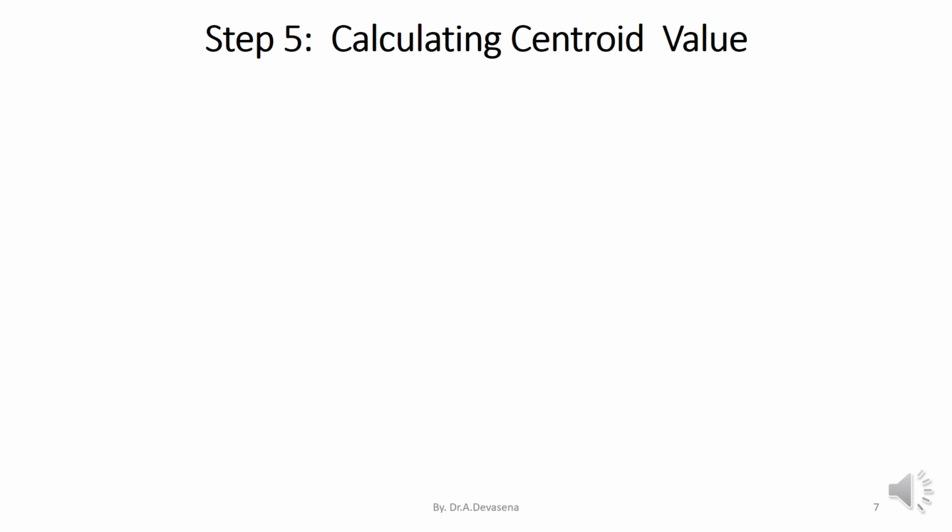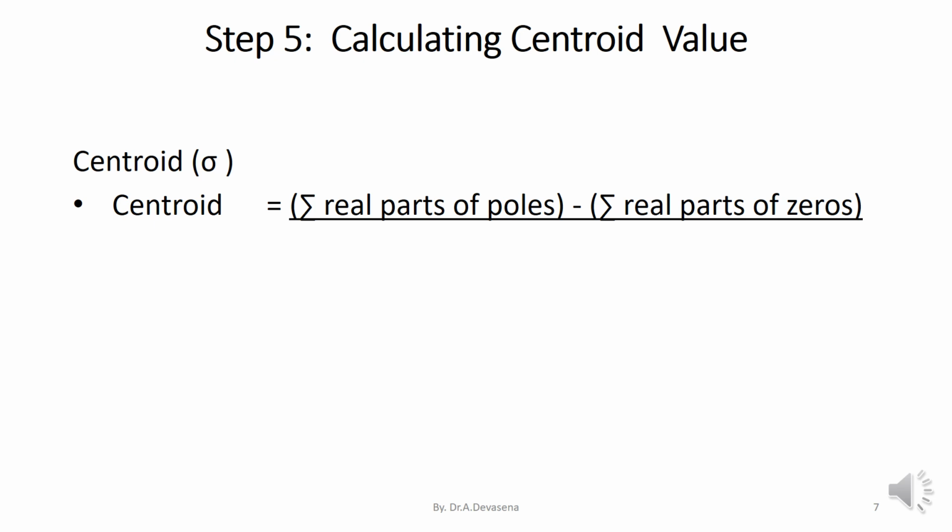The centroid may be a part of a root locus or it may not be a part of a root locus. The centroid is represented by a letter sigma. Formula for calculating the centroid is sigma is equal to the sum of real parts of poles minus sum of real parts of zeros divided by p minus z.